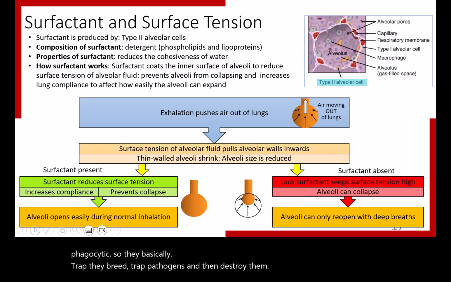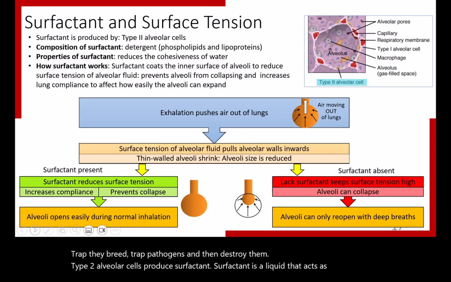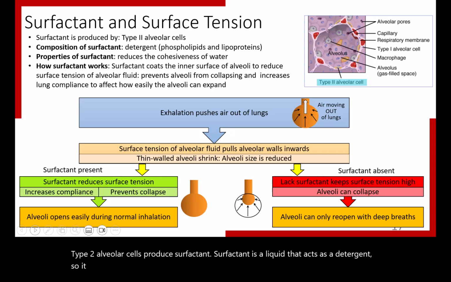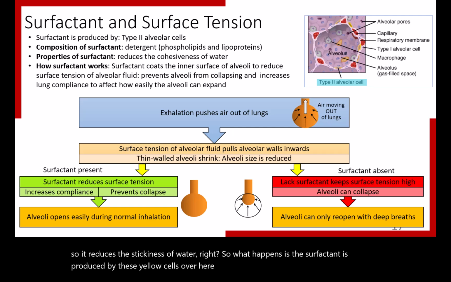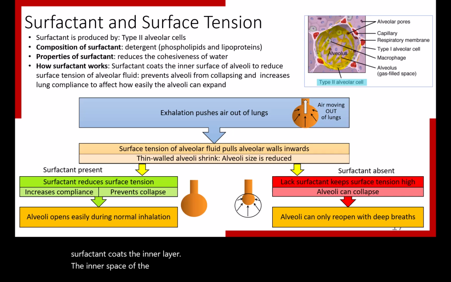Type 2 alveolar cells produce surfactant. Surfactant is a liquid that acts as a detergent, so it reduces the stickiness of water. Right? So the surfactant is produced by these yellow cells over here, the type 2 alveolar or septal cells, and the surfactant coats the inner layer, the inner space of the alveoli. In coating the inner surface of the alveoli, it helps to reduce surface tension. So let's see how it works.